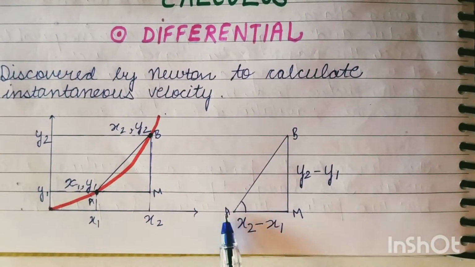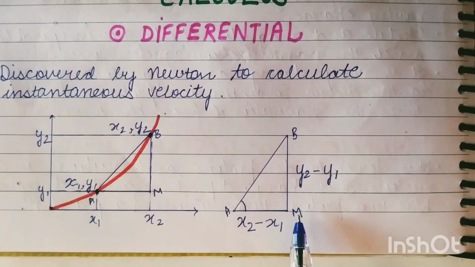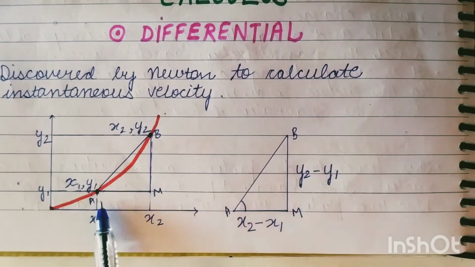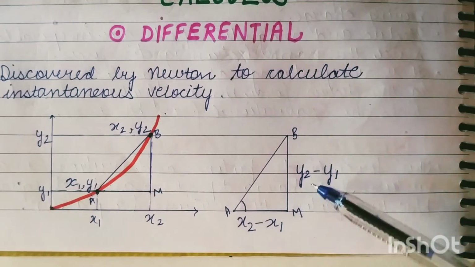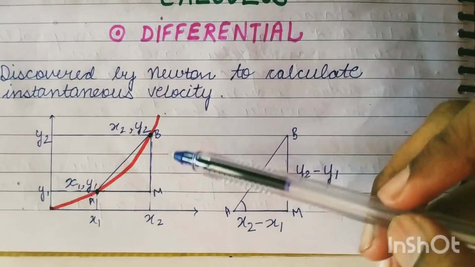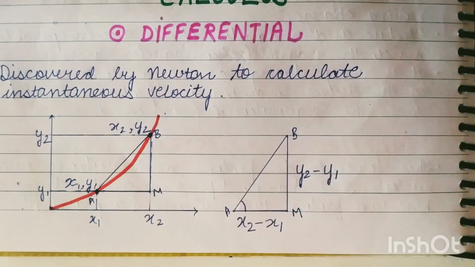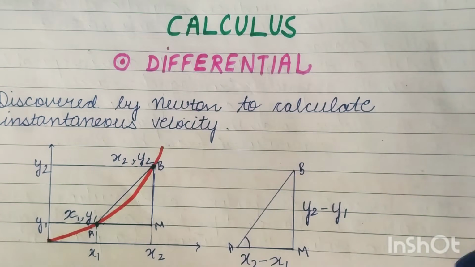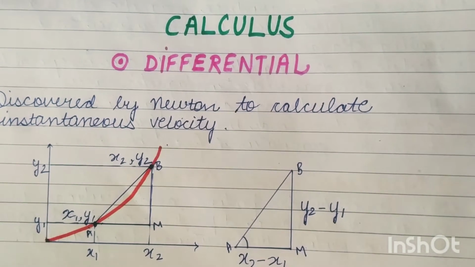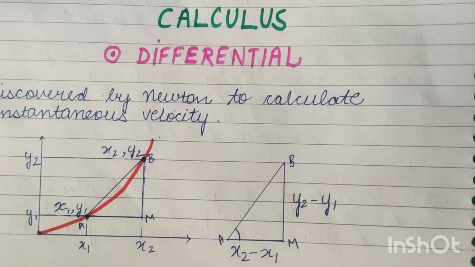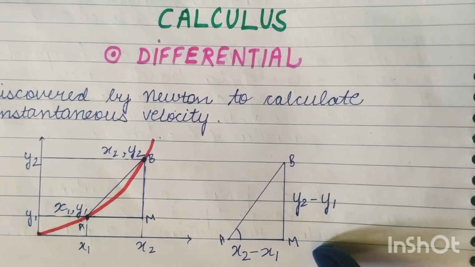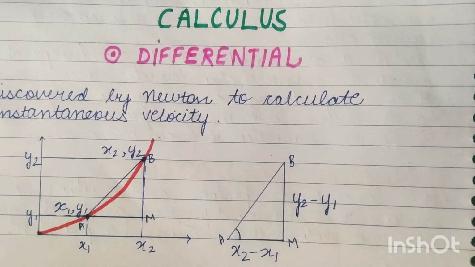So this AM, what is the length of this AM? That is x2 minus x1, obviously. And what is the length of BM? That is y2 minus y1. Now what if we want to calculate the slope of this graph? To calculate the slope of this graph, we will do BM upon AM. So BM is y2 minus y1 upon x2 minus x1.